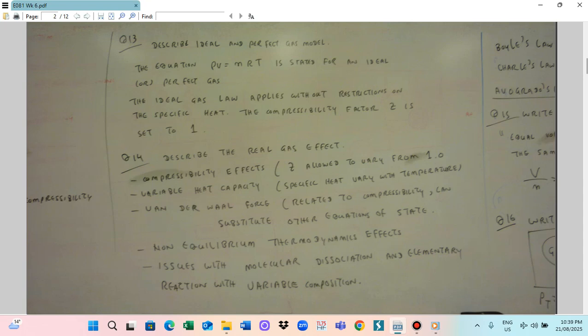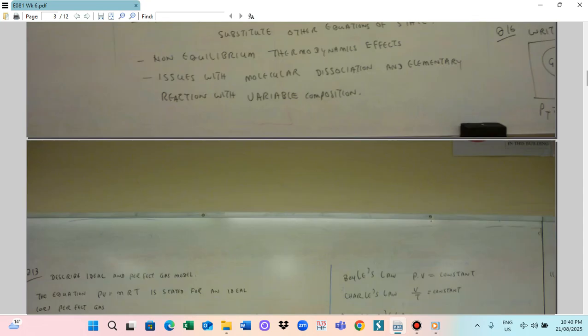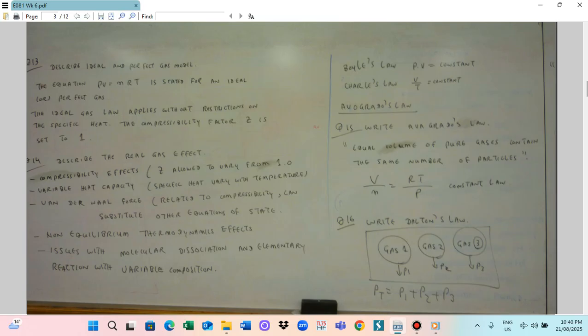So the gas is also changing with the volume. Also all the heat transfers are changing. And the dissociation and the elementary reaction with the variable composition. So depending on the temperature and pressure, gas molecules are changing. They are combining. They are dissociating. Those are included in the gas properties. Okay, the next one is the Avogadro law.